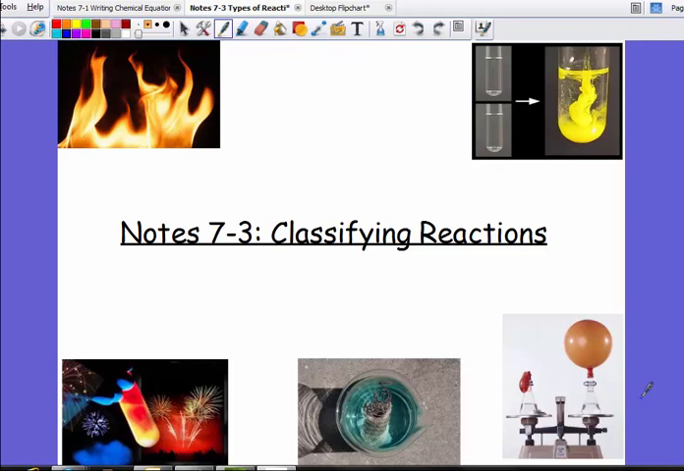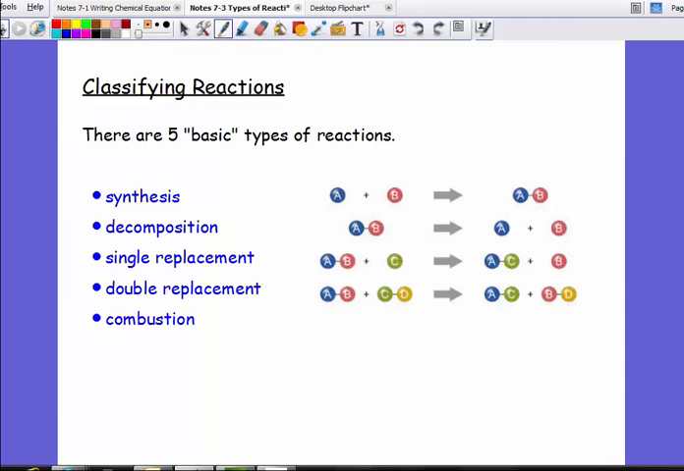In lesson 3, we're going to talk about how we classify reactions. There are a bunch of reactions out there, so classifying reactions helps us understand what's going on in reactions, and it also helps us to be able to predict the products of different types of reactions. There are 5 basic types of reactions that we're going to talk about in this introductory course.